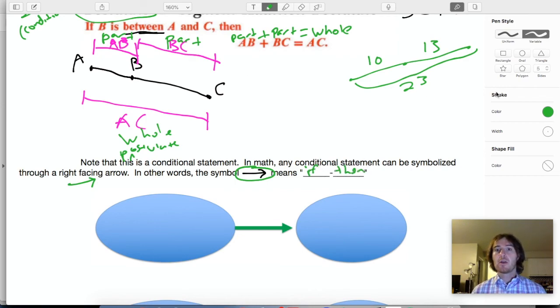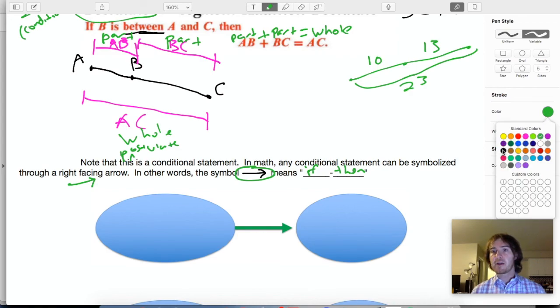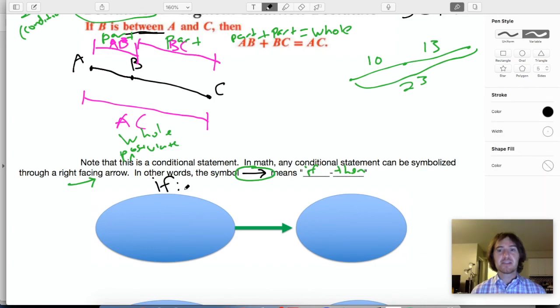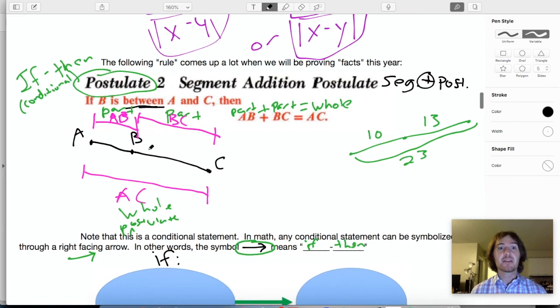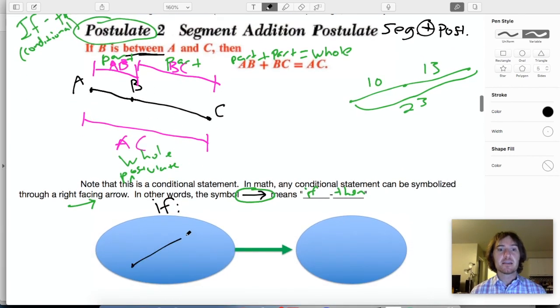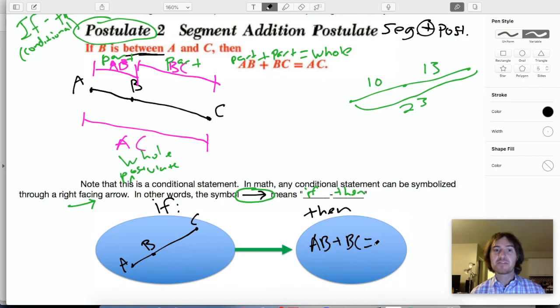Taking what I just talked about, the thing on the left side of the arrow is where your if is. If in a particular situation it's given to us that we have a segment AC, and we have a point B in between, then the arrow gets us from the if to a conclusion we're allowed to make. We're allowed to make this conclusion by postulate, by rule, that AB plus BC would have to equal AC.